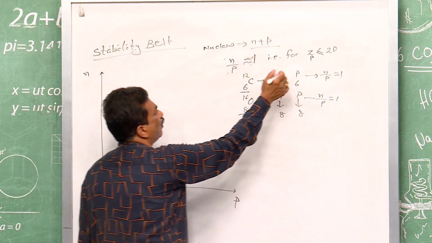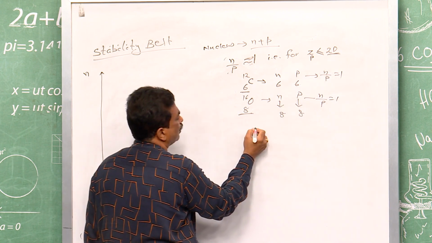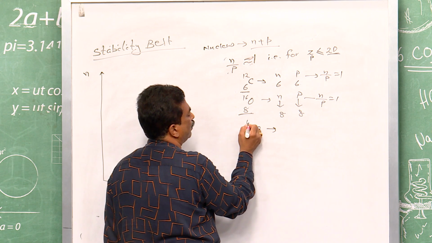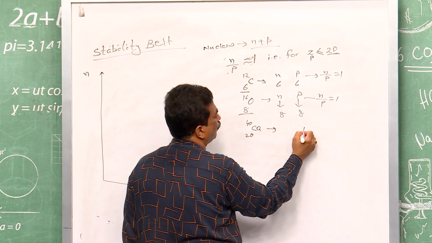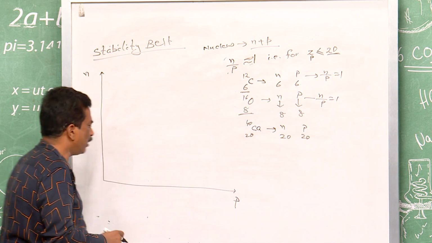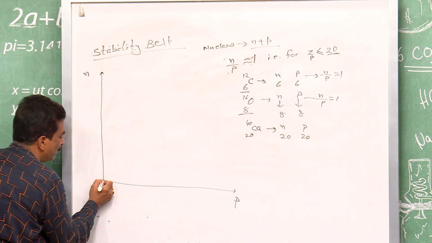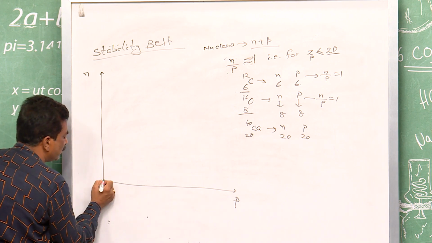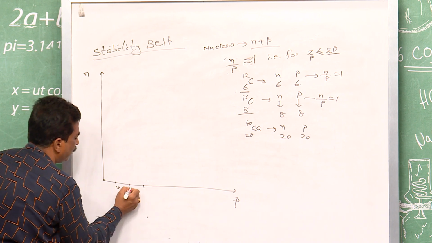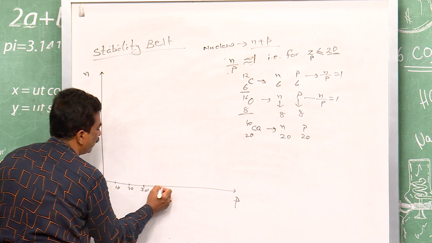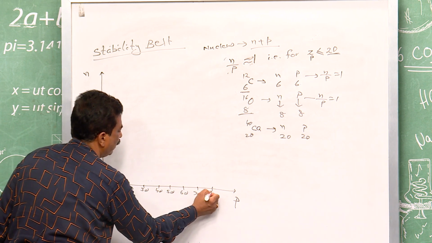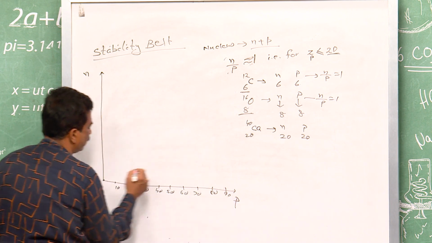Similarly, if we go up to 20, 20 means calcium. For calcium, that is Ca-40 with atomic number 20. So 20 is the proton number and 20 is the neutron number. So if we draw a graph by taking the protons, this is 0, 10, 20, 30, and the neutron axis goes 10, 20, 30, 40, 50, 60, 70, 80, and this is 90.